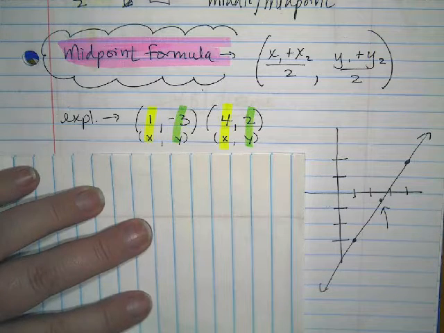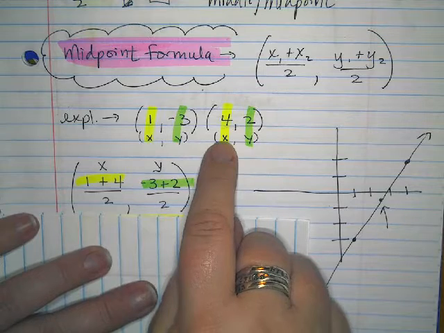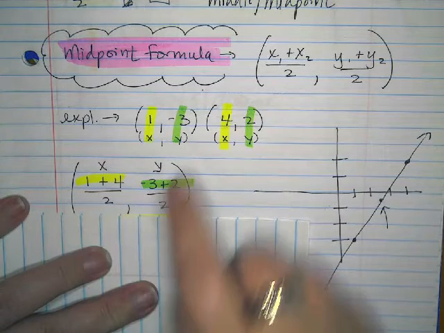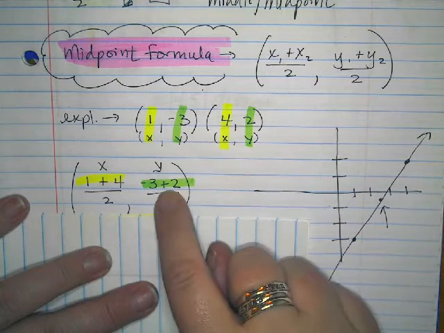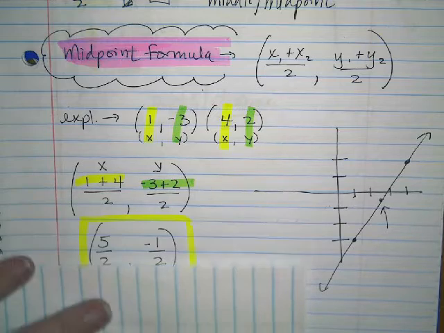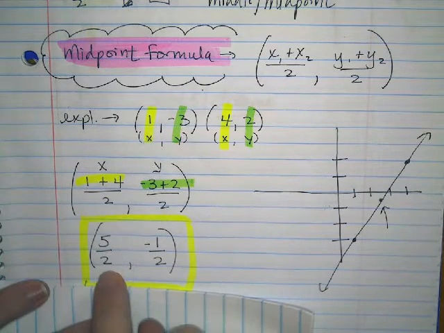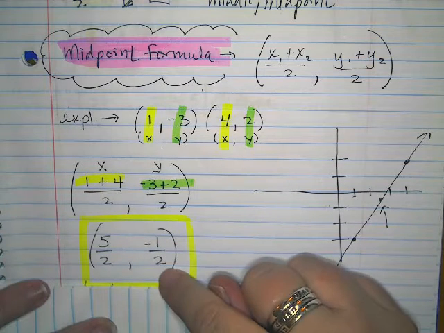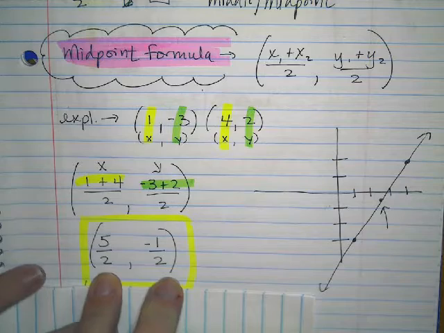So I am going to take my x values. Like we said, I highlighted those in yellow, and that's 1 and 4. I'm going to add them together and divide by 2. And then I'm going to take the y values, which is -3 and 2. I'm going to add those together and again divide by 2 to find that middle piece. So I can see 1 plus 4 is 5 divided by 2, and -3 plus 2 is -1 divided by 2. I could leave it like this, 5 halves and -1 half.